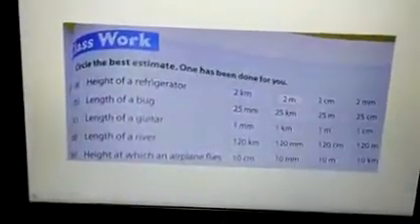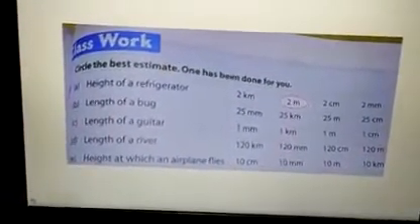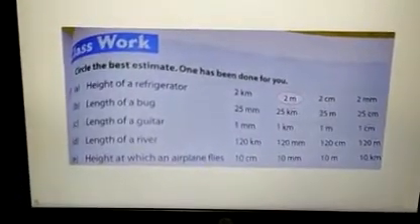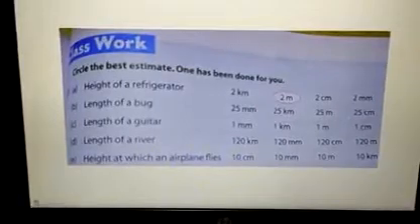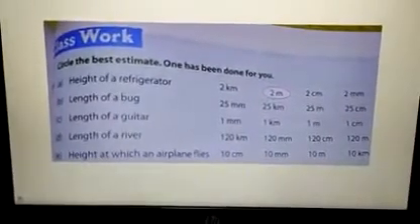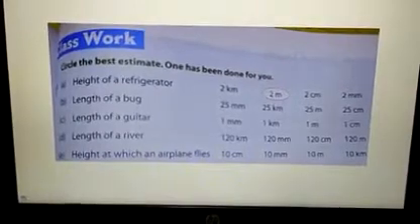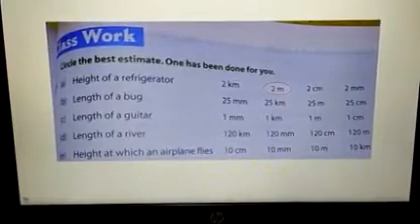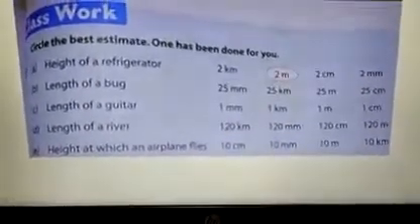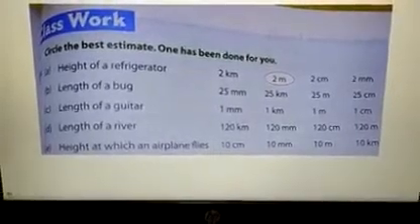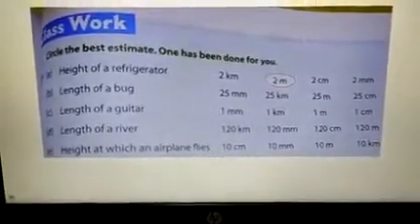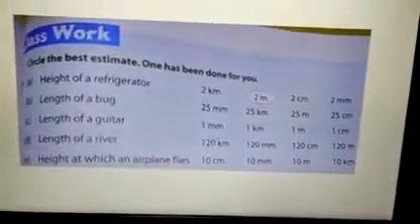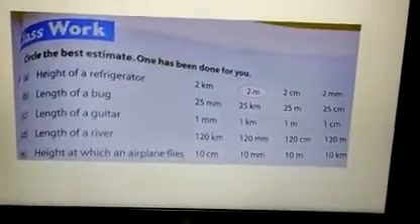Next, come to your book. Let's have some fun. Now look at your book, page number 153. All of you be ready with a book and pencil. I will explain and you will put a circle in your book. Okay, so let's do the work with me. Let's start. Page 153. Circle the best estimate. That means which is the correct unit. According to that, we will put a circle.